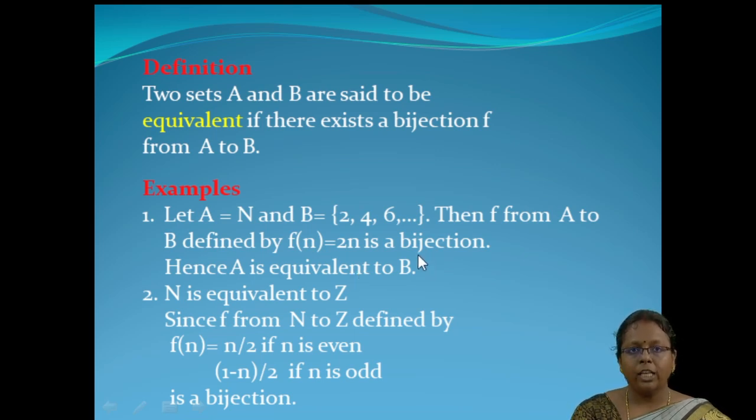Also, the set of all natural numbers is equivalent to the set of all integers Z. If we define a function f from N to Z by f(n) = n/2 if n is even and (1 - n)/2 if n is odd, then f is a bijection. Since it is a bijection, we say that N and Z are equivalent.